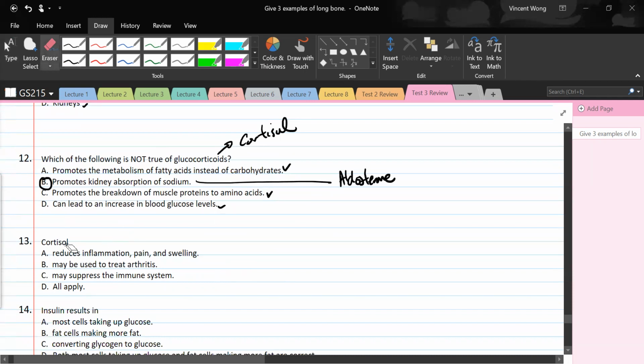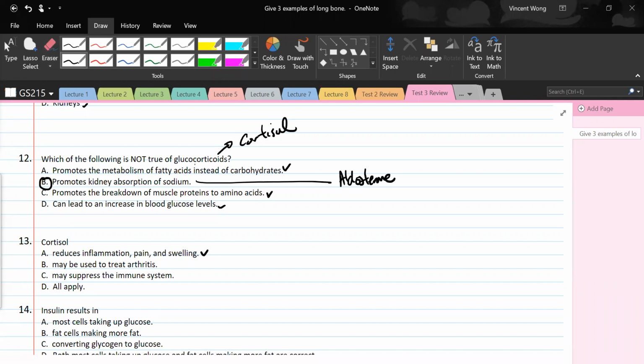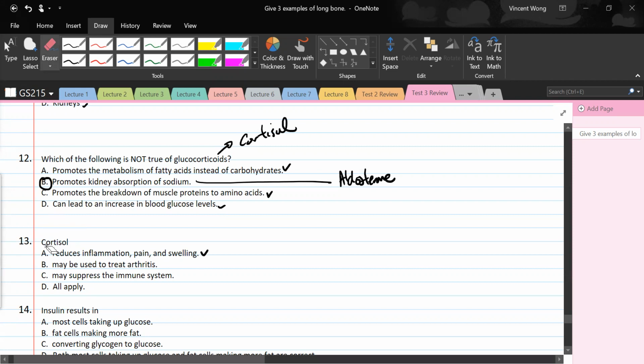Cortisol reduces inflammation, pain, and swelling. That's true. Remember I said the acne cream that people use, maybe, or lotion, the cream for eczema, that kind of stuff, contains cortisone, which is a type of cortisol, and it reduces inflammation, pain, and swelling. It may be used to treat arthritis, even though I didn't specifically tell you it does, but itis is inflammation, right? So if it reduces inflammation, it's good for reducing some kind of inflammation.